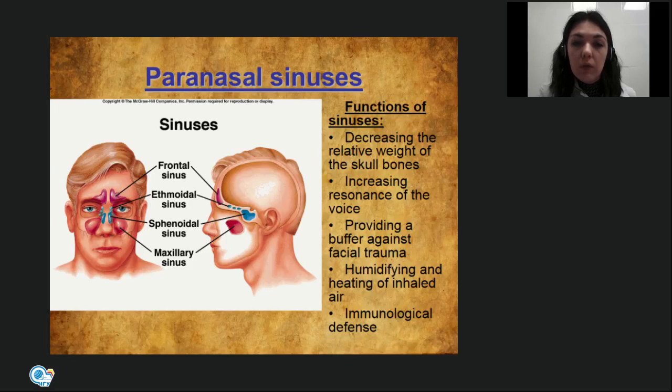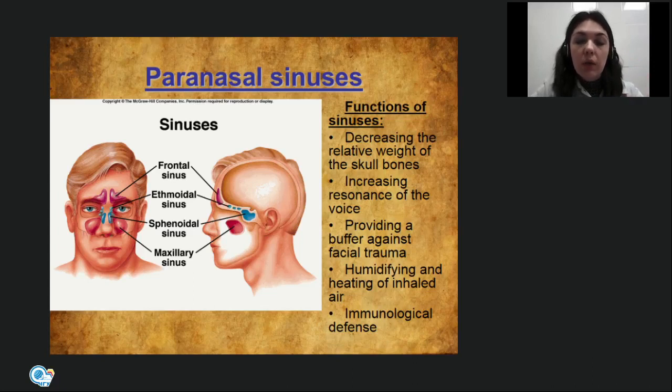First, the sinuses decrease the relative weight of the skull bones, because if in place of the sinuses there would be bony tissue, then the weight of the skull bones would be more than it is now. And because our head occupies the highest position of our body during most of the day, we need to decrease the weight of the skull bones to decrease the load onto underlying parts, like the underlying vertebrae, onto the vertebral column.